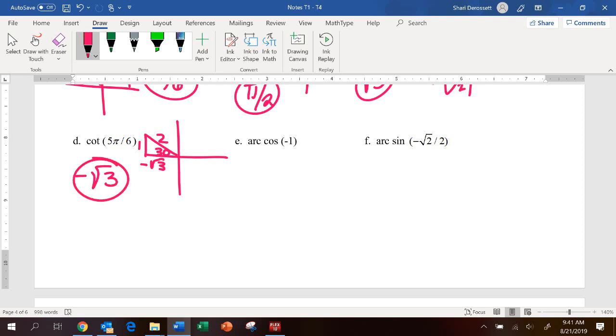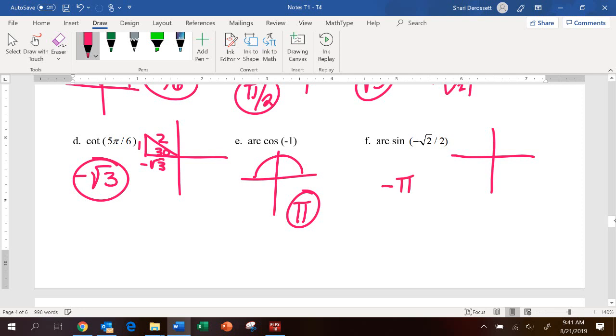Part E, arc cosine negative 1. Are we finding an angle or are we finding a ratio? Angle, one angle. Okay, so we have to think on that unit circle between 0 and pi. I'm only allowed to use between 0 and pi. You guys know what the answer would be? Pi, yeah. Okay, arc sine negative radical 2 over 2. Okay, think about what we can use. Good job, negative pi over 4 is right. Okay, does that seem familiar to what you did last year? It was probably explained a little differently, but that's how it goes.